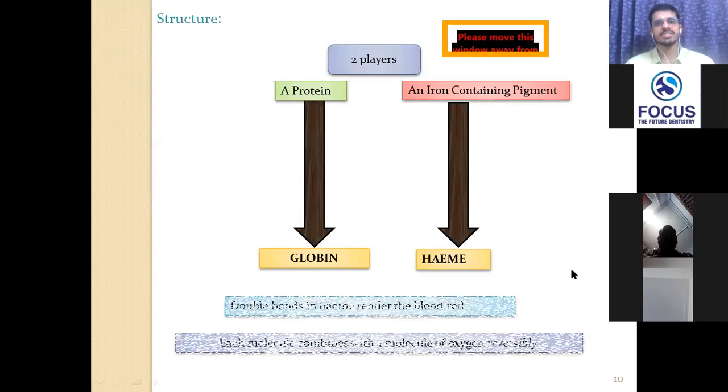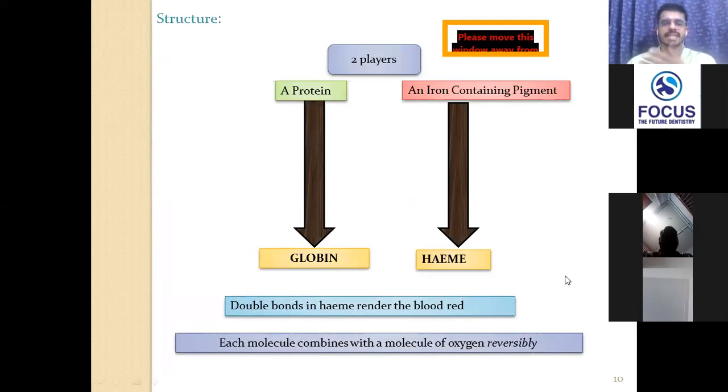Now you have the structure of hemoglobin. Hemoglobin comprises of two basic structures, as you might have seen in the name, heme, globin. Heme is the pigment, which is the iron containing pigment, and globin is a protein. Globin is the protein. Okay. Now there are double bonds which are present in heme, and this is what makes heme into a red color. That is what gives heme the red color.